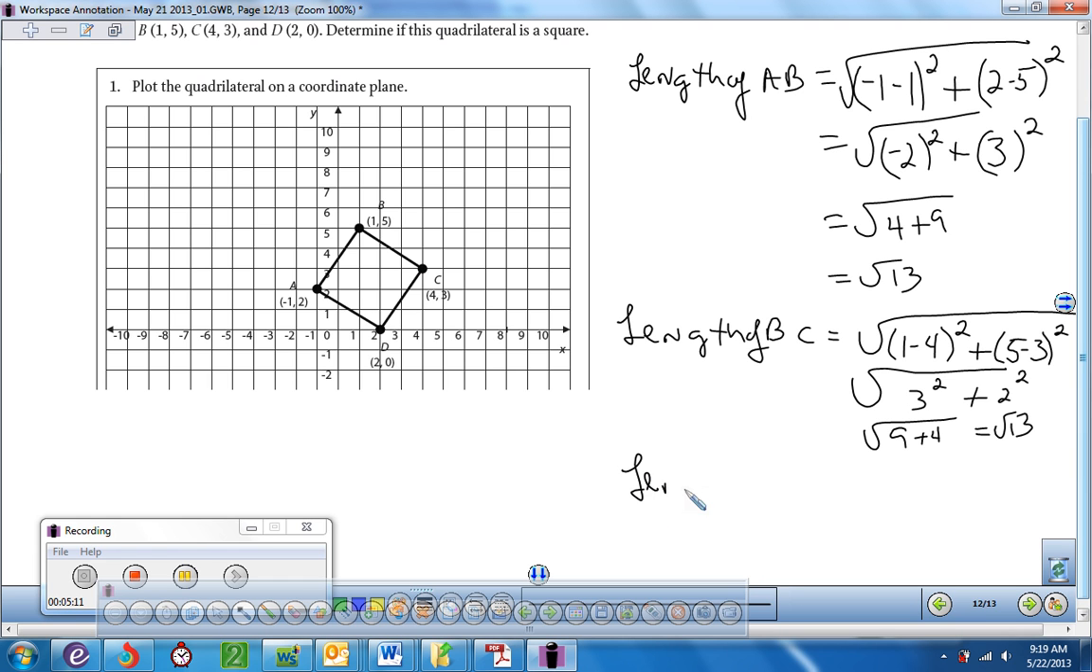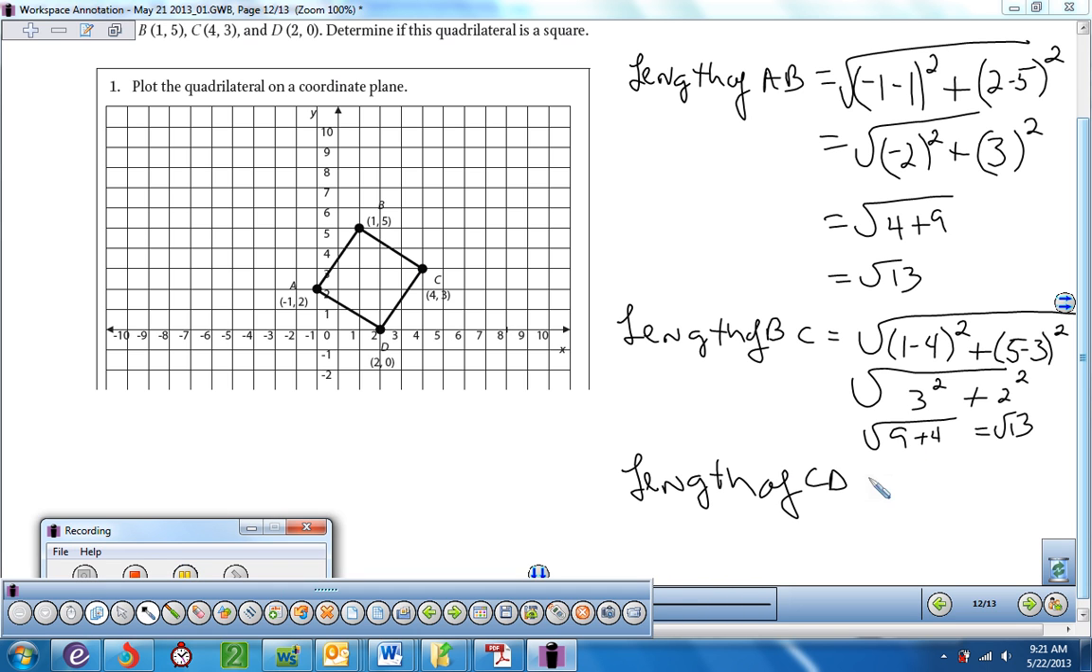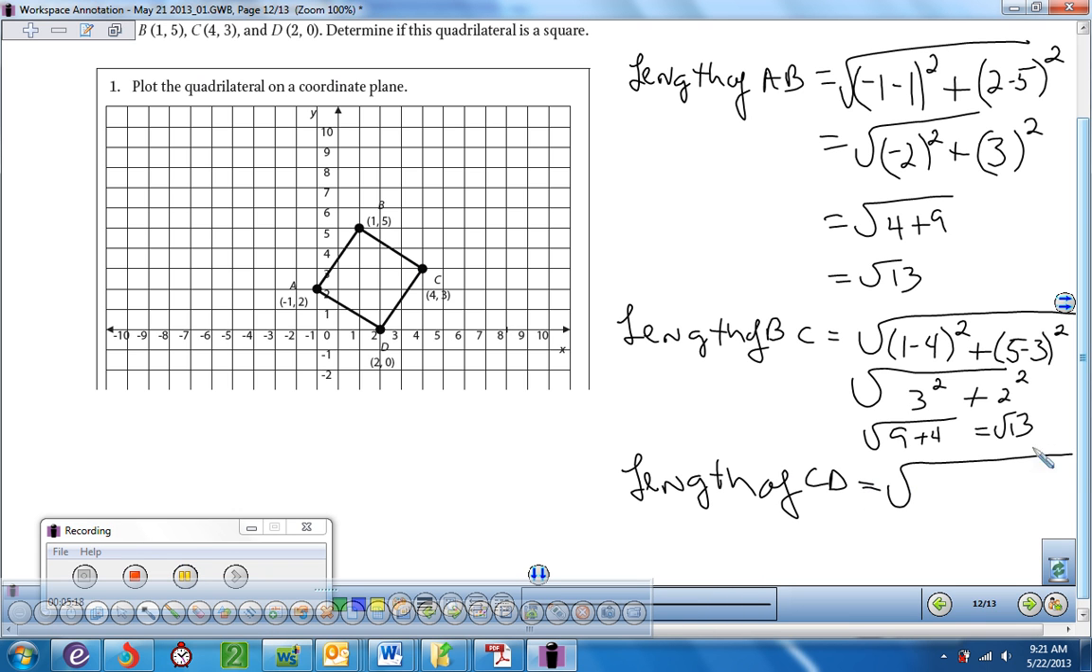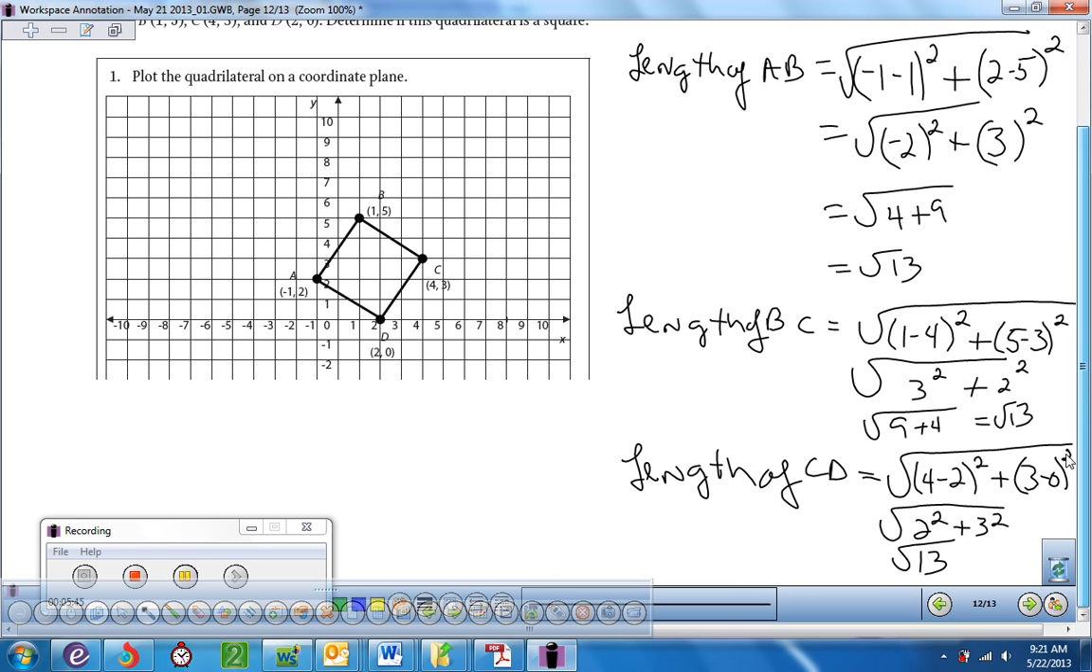So now let's go length of CD. So let's go 4 minus 2. So again, I'm just subtracting the x values. So it's 4 minus 2, and then I'm going to subtract the y values, and then square them, and then add them together. So it's going to be 3 minus 0. So we end up with 2 squared plus 3 squared, which ends up being the square root of 13. So again, we're still in good shape.